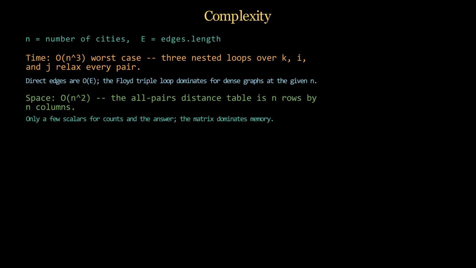Let n be the number of cities and e the number of roads. Floyd-Warshall runs in order n cubed time in the worst case because of 3 nested loops over k, i, and j. Filling direct edges is linear in e, but the triple loop dominates at the problem sizes here. Space is order n squared for the all pairs distance table; only a few extra counters are needed besides that matrix.